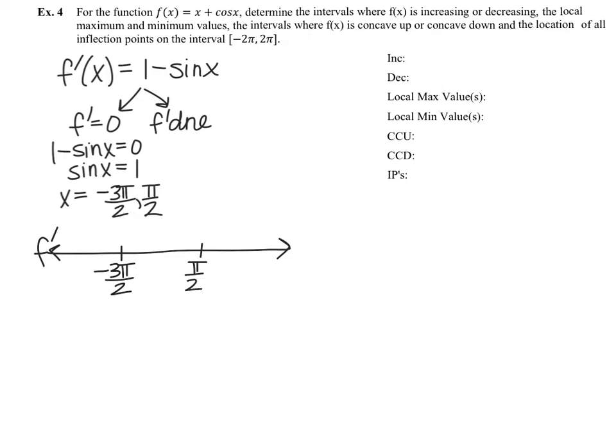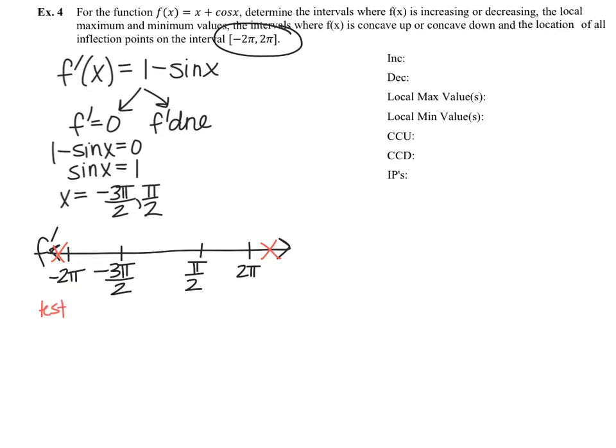However, since we're also working on a restricted domain here between negative 2 pi and positive 2 pi, I like to put those values on my number line as well, just because I like to have a visual reminder that there's no need to test anything smaller than negative 2 pi or greater than 2 pi. So I actually X those out on my number line as just a visual reminder.